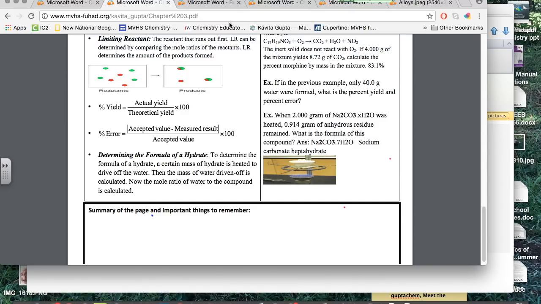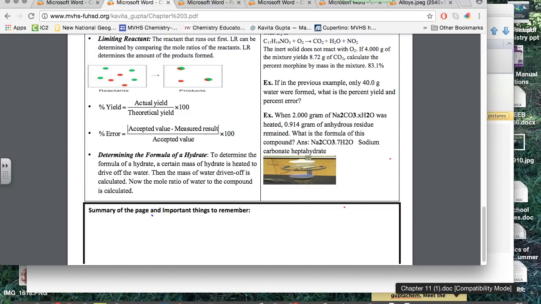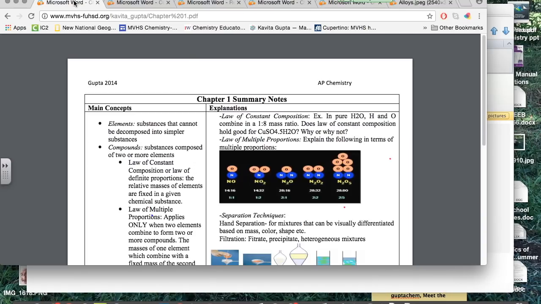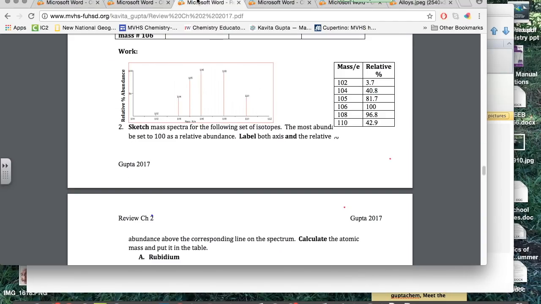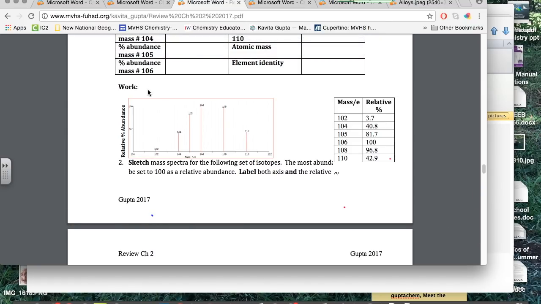Now I am going to talk about mass spectroscopy and isotopes. And that is in chapter 2. I opened all of these, so give me 1 minute. So chapter 2 notes, let's see, these are 1, 3. Here, right here. Okay, so isotopes, as you know, are atoms of the same element that have the same atomic number but different mass number because they have a different number of neutrons.